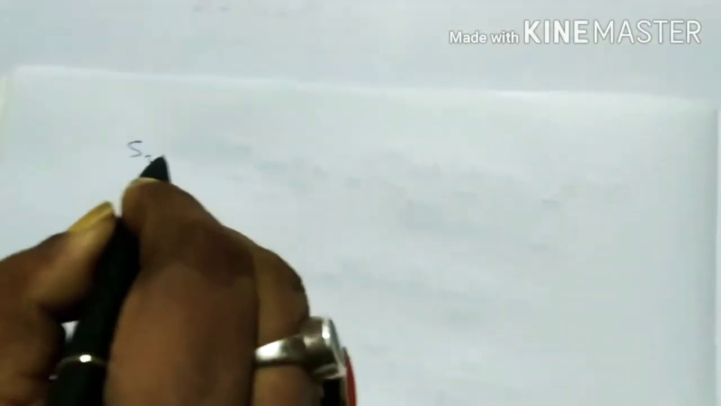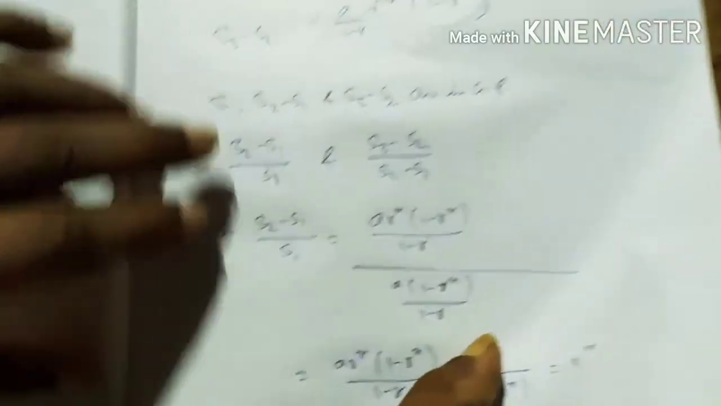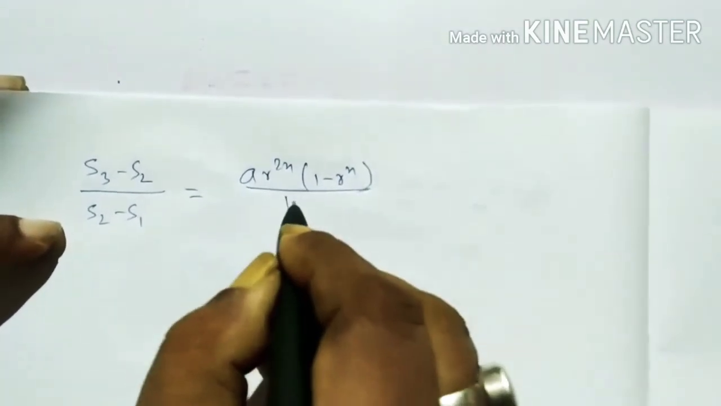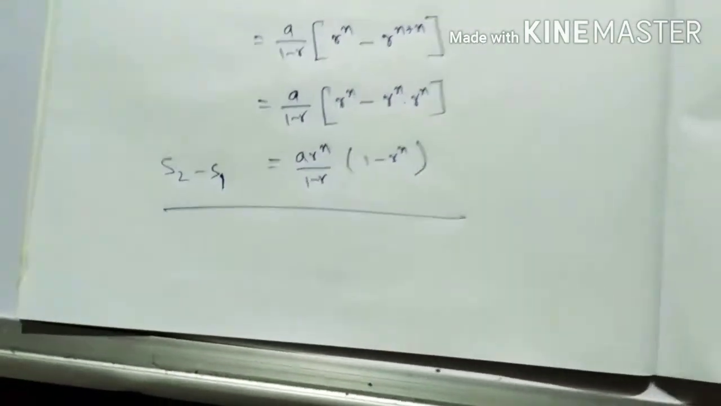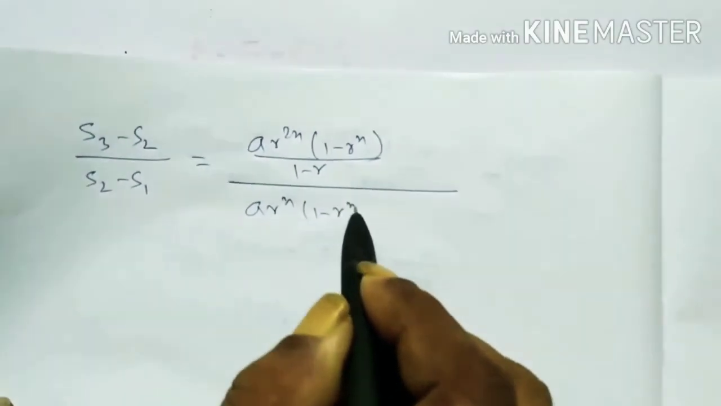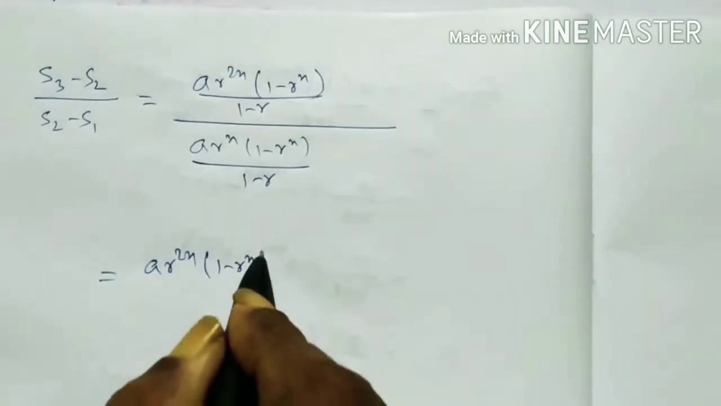The other part is this: (S3 minus S2) divided by (S2 minus S1). So S3 minus S2 is this one, that is a r to the power of 2n, (1 minus r to the power of n) by (1 minus r), divided by, now S2 minus S1 is this: a r to the power of n, (1 minus r to the power of n) by (1 minus r).